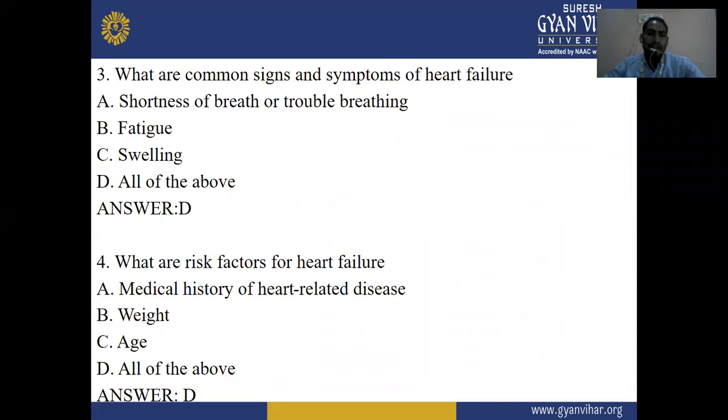What are common signs and symptoms of heart failure? Option A is shortness of breath or trouble breathing. Option B is fatigue. Option C is swelling. Option D is all of the above. The right answer is D, all of the above. Question number 4: what are risk factors for heart failure? Option A is medical history of heart related disease. Option B is weight. Option C is age. Option D is all of the above. The right answer is all of the above.